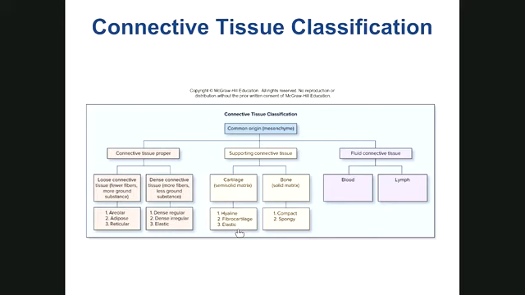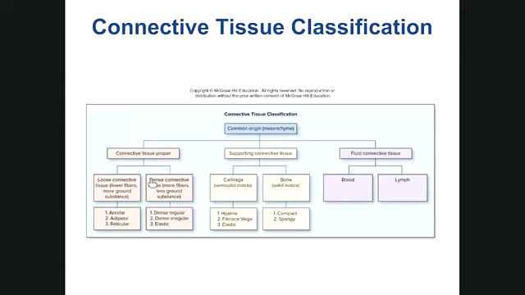Then we have bone, which has solid matrix, and this bone is divided into two parts. We have compact bone and spongy bone. And also we have the other type of connective tissue, which is proper connective tissue, and our proper connective tissue is divided into loose and dense connective tissue.